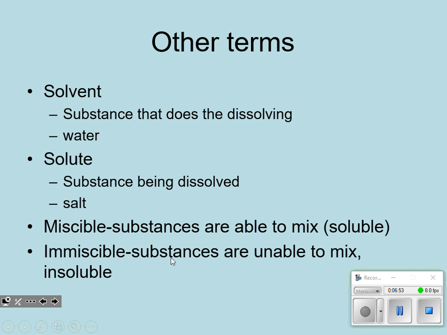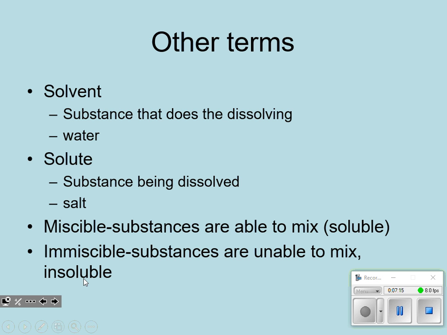Immiscible means it's not able to mix, or it's called insoluble. Permanent markers are insoluble in water. They do not mix with water, as you saw with the coffee filter paper chromatography activity. However, you did see the permanent marker mix a little bit with the rubbing alcohol.